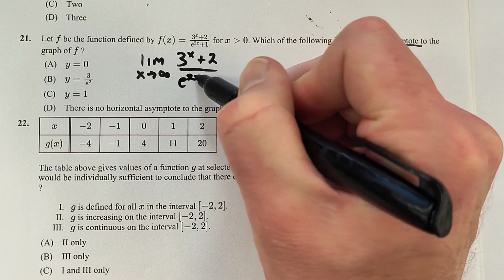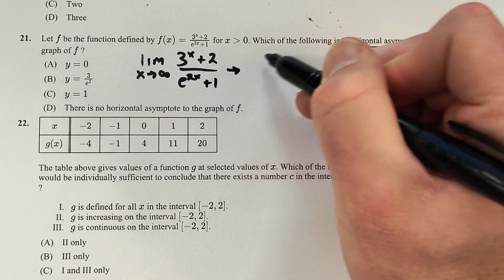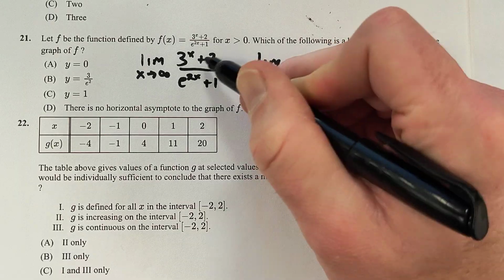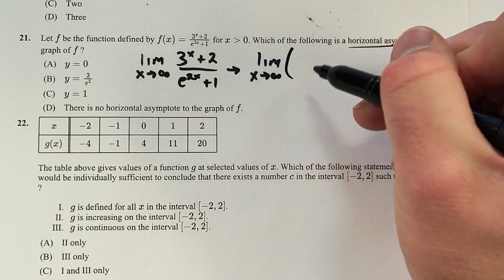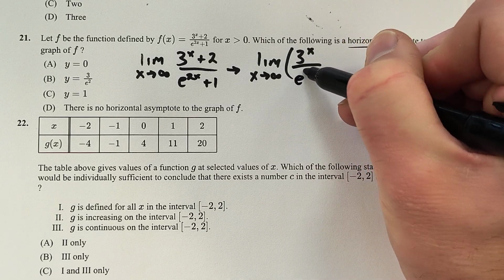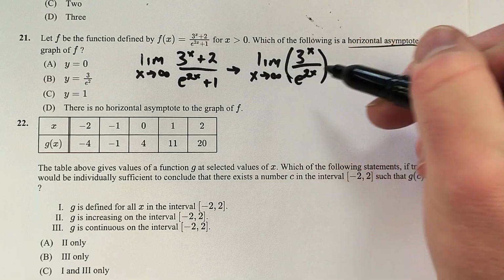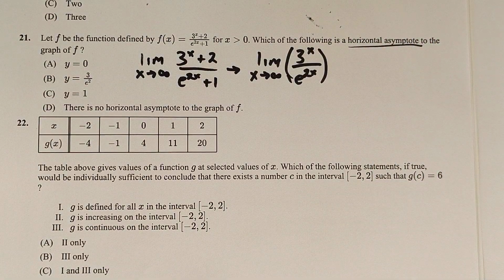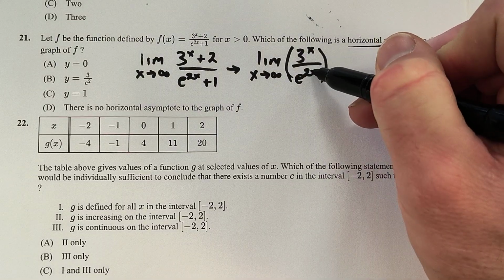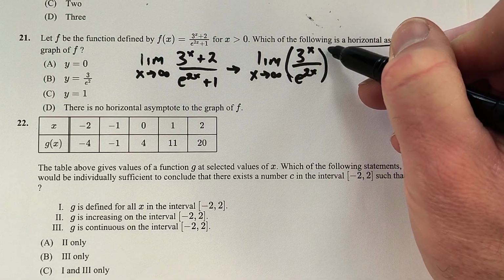e to the 2x plus 1 becomes the same. We're approaching infinity here, and the 2 and the 1 basically just go away. So this thing acts like 3 to the x over e to the 2x. Okay, so the only thing we can do now is notice that they both have the same exponent. So the trick here is to recognize that and pull that x out.